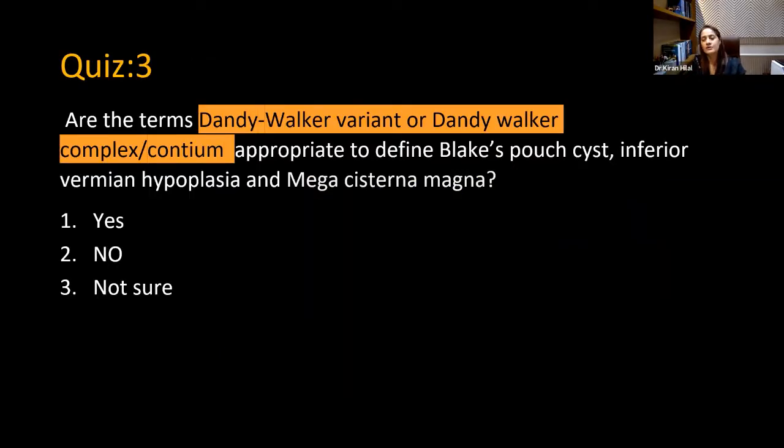So here comes your question number 3. Except for the megacisterna magna, I have shown you the Blake pouch, the classical Dandy-Walker malformation, and the Blake pouch cyst. So my question is, do you think the terms we have always used, the Dandy-Walker variant, the Dandy-Walker complex, the continuum, are appropriate to define the Blake pouch, inferior vermian hypoplasia, and the megacisterna? What do you think of it? Please let me know your answer. I need to see the clarity about these terms.